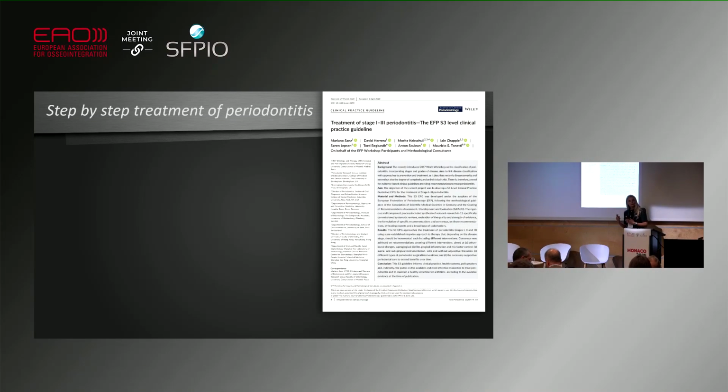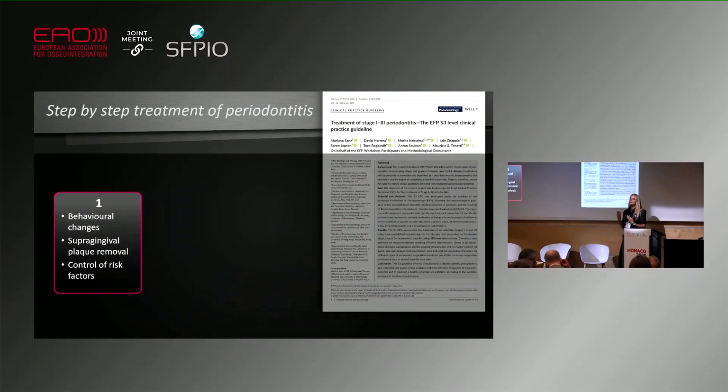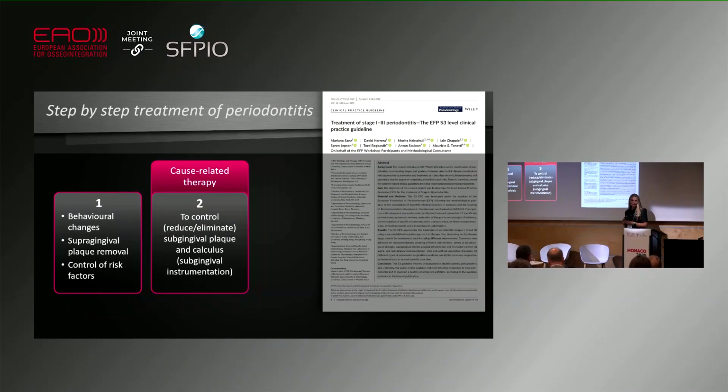And whenever we talk about the treatment of periodontitis, we have to know that it's a step-by-step approach, where first we have to discuss several aspects with our patients, such as how changes in their behavior and control of risk factors might contribute to the success of periodontal treatment. We also perform a thorough supragingival plaque removal in this stage. Then, step 2, is cause-related therapy. It aims to reduce or eliminate subgingivally residing plaque and calculus. In other words, it's a subgingival instrumentation.